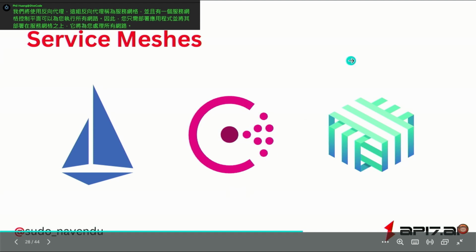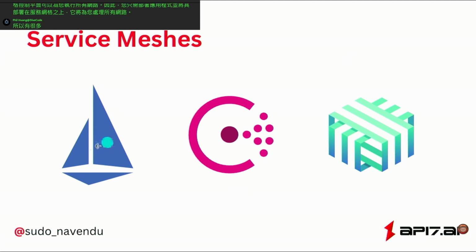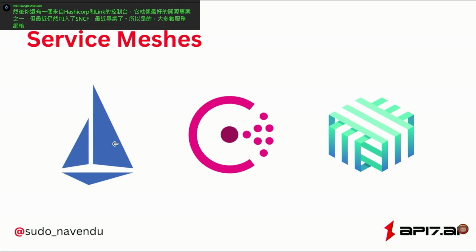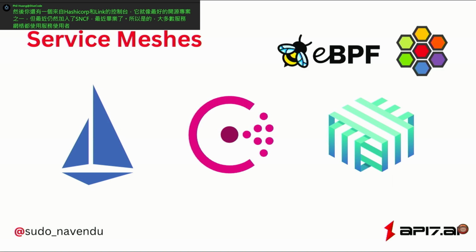So there are a lot of popular service meshes. Istio is the most popular service mesh out there. Then you also have Consul from HashiCorp and Linkerd, which is one of the best open source projects. But Istio recently joined the CNCF, and it recently graduated. So yeah, most of the service mesh users out there use Istio.